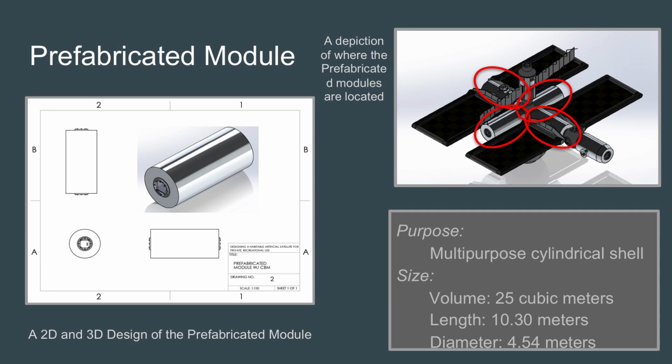The next module is the prefabricated module. The prefabricated module is a very versatile tool in our design. We use it 4 times throughout the structure, as it can serve any purpose depending on what you put inside of it. It was also chosen because of its very strong rigid structure as compared to other designs.